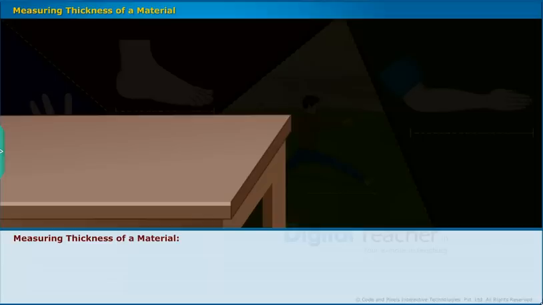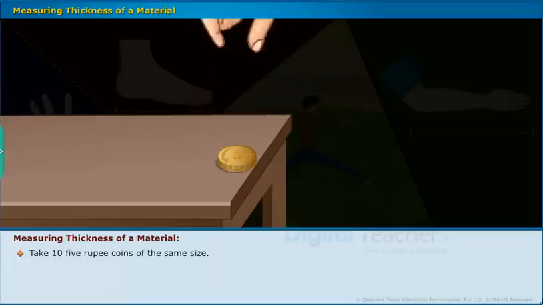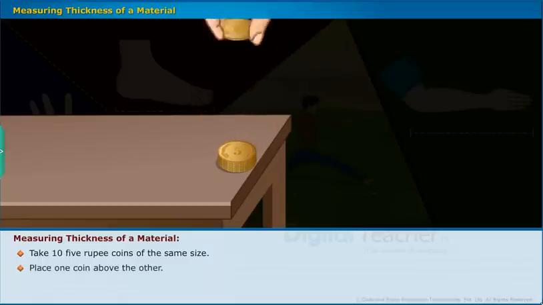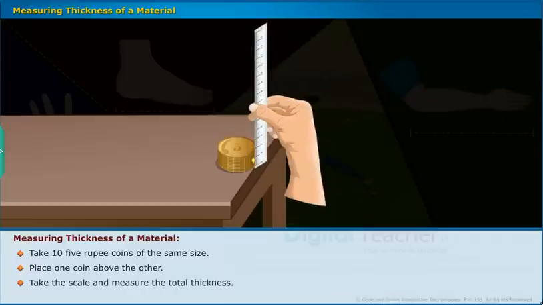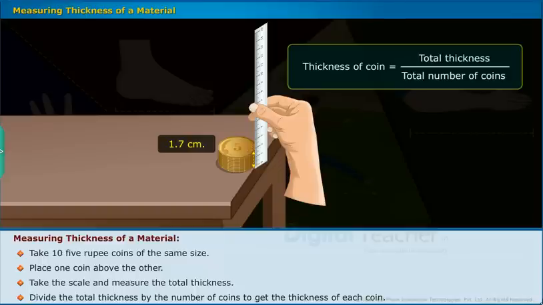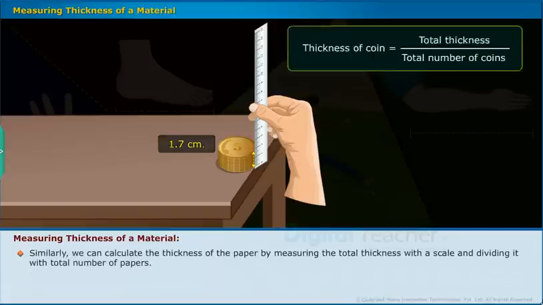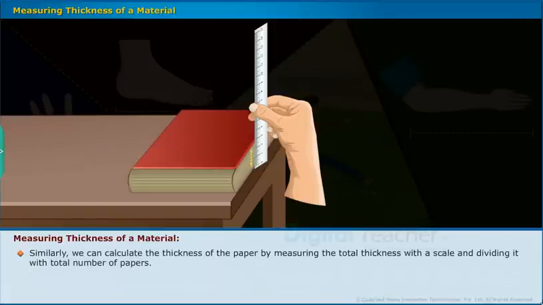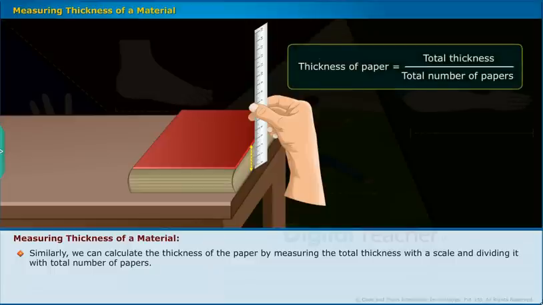Here, let us learn how to measure the thickness of a material. Take 10 5-rupee coins of the same size. Place one coin above the other. Take the scale and measure the total thickness. Divide the total thickness by the number of coins to get the thickness of each coin. Similarly, we can calculate the thickness of a paper by measuring the total thickness with a scale and dividing it by the total number of papers.